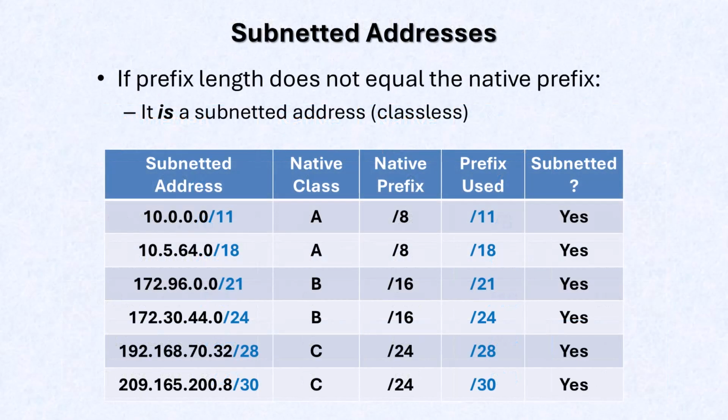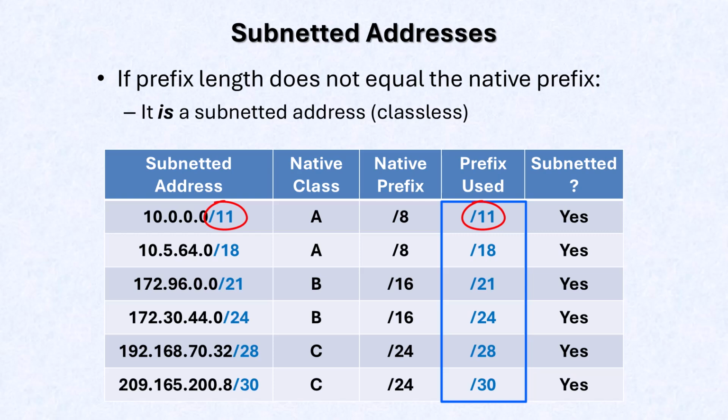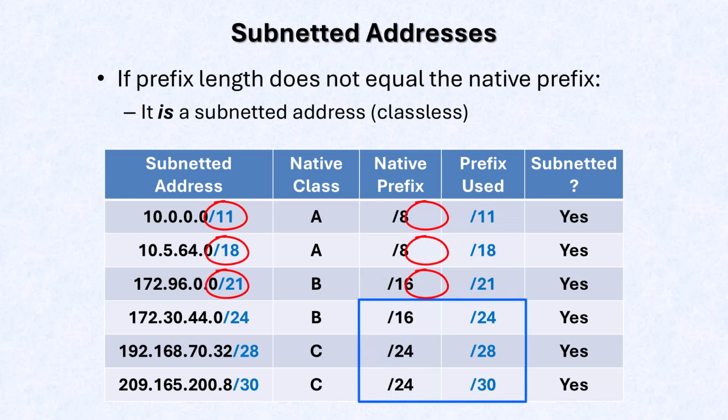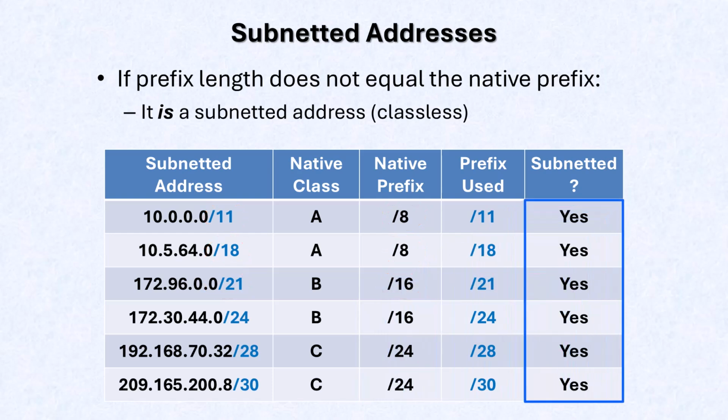On the other hand, the addresses shown here have all been subnetted because the prefix length specified, such as /11, /18, and /21, do not match the native prefix. Therefore, all of these addresses have been subnetted.